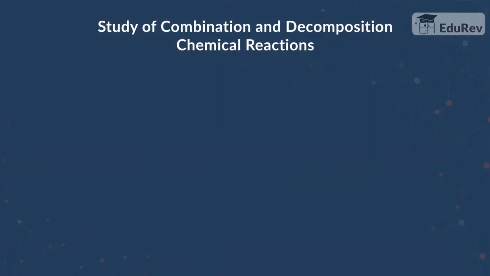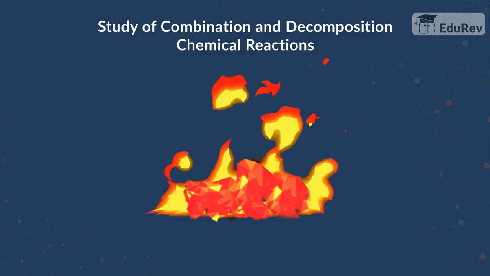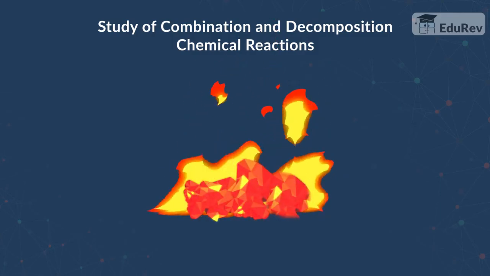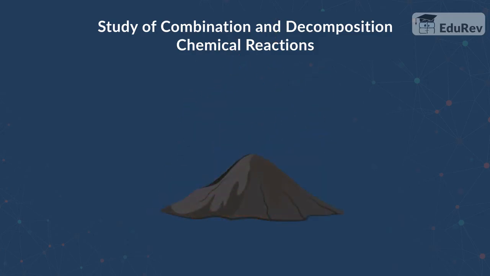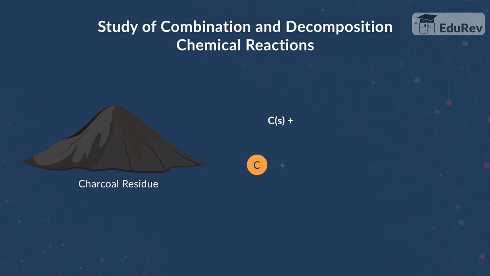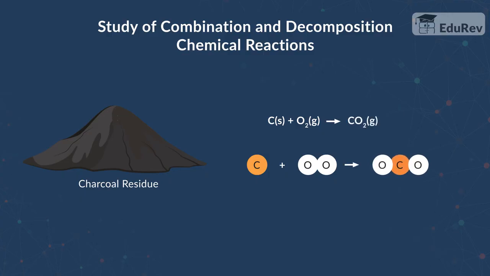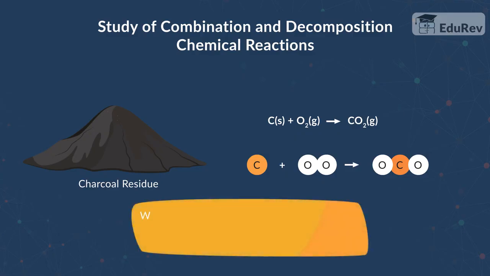Okay, let us burn some charcoal pieces and see what happens. Where did the charcoal pieces disappear? On burning charcoal, the carbon in charcoal reacts with the oxygen in the atmosphere, resulting in the emission of carbon dioxide gas. Let us now understand the first type of reaction called combination reaction. When one or more reactants combine to give a single product, it is called a combination reaction.